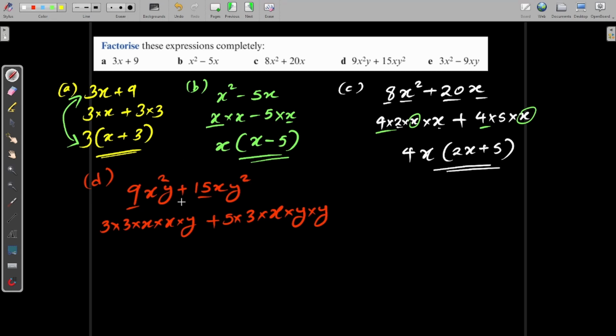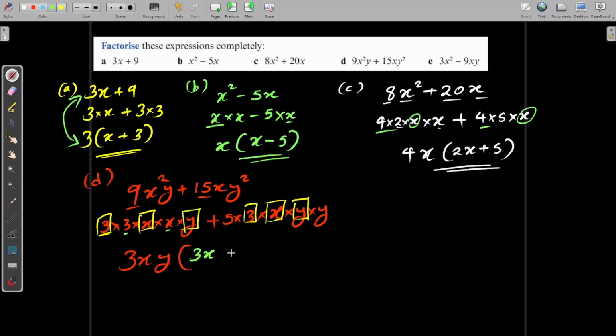So what are the common terms? I can see 3 is common in both. Again, I can see x is common in both, and 1y is common in both. So I can take out 3xy as a common factor. What remains now is 3 and x in the first term, so 3x inside the bracket, and in the second we have 5 and y, so 5y. So this is the answer for part D.